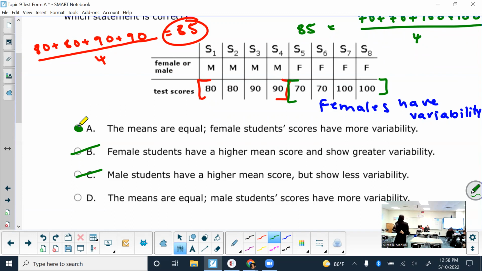Any other one? Use your test score. So it looks just like this test. If you have a question, don't check.